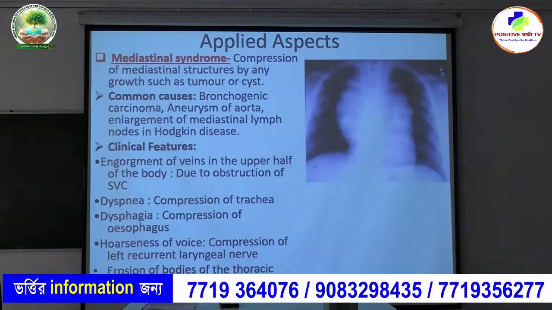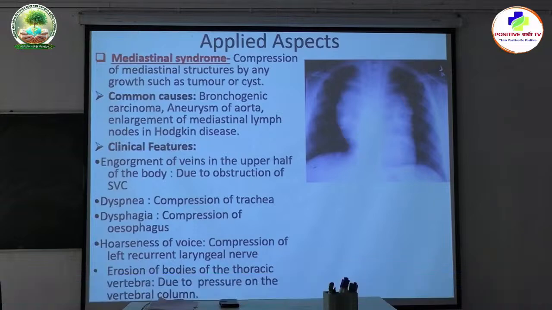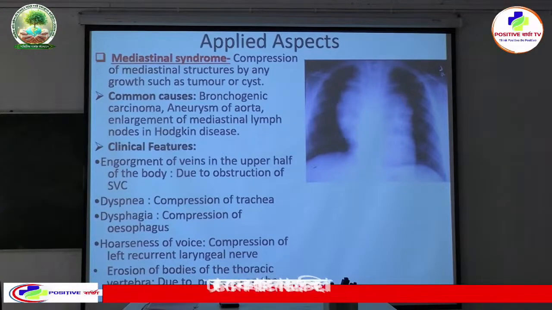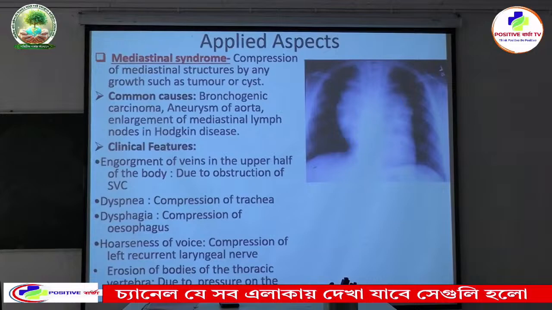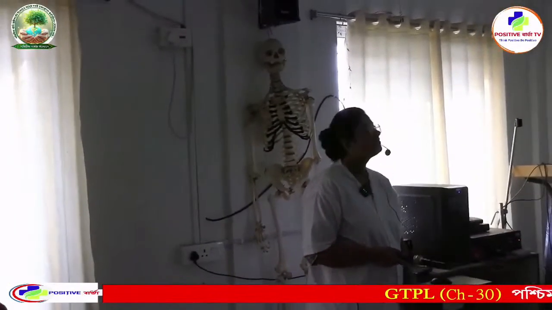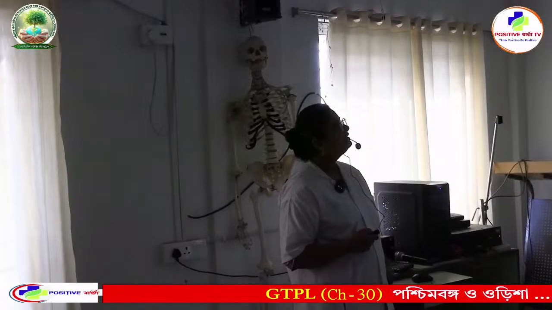Left recurrent laryngeal nerve is supplying the vocal cords, which is responsible for formation of voice. Okay, so if it is paralyzed, one vocal cord will be paralyzed, so there will be hoarseness of voice. Erosion of bodies of thoracic vertebra due to pressure on the vertebral column. So these will be the clinical features of mediastinal syndrome. Mediastinal syndrome can come as a short note. Okay, mediastinal syndrome.